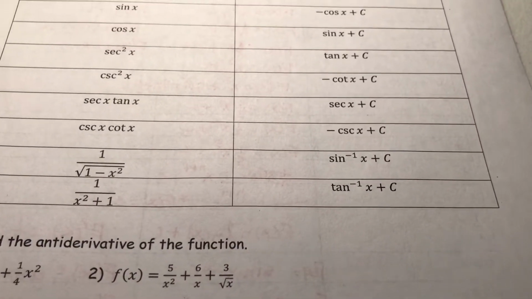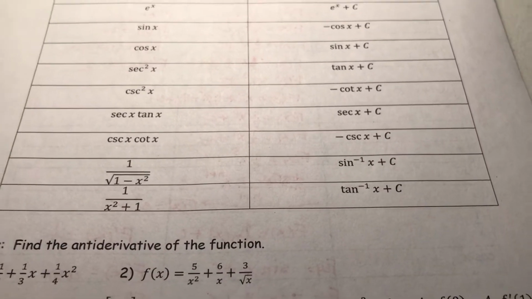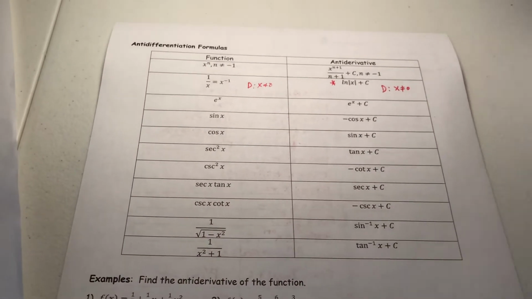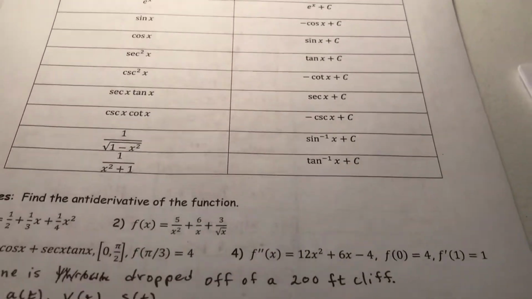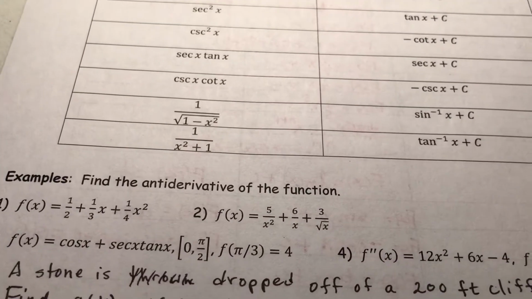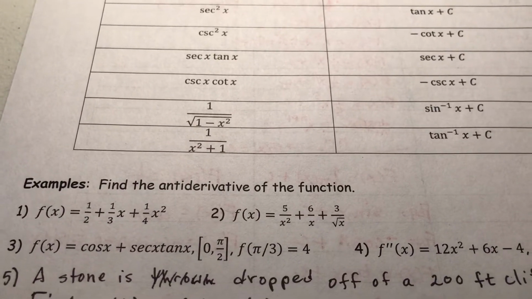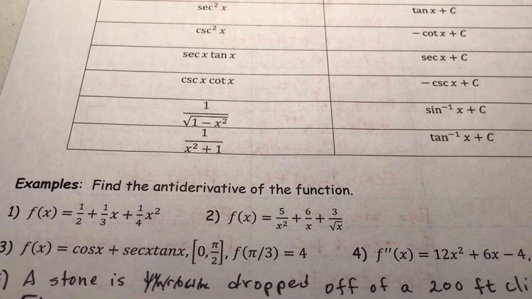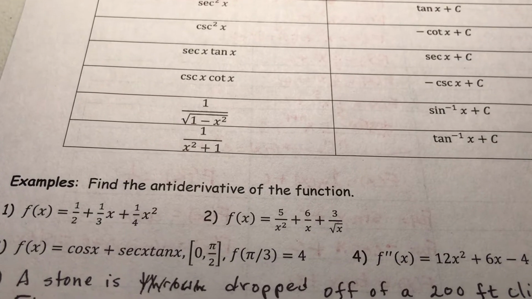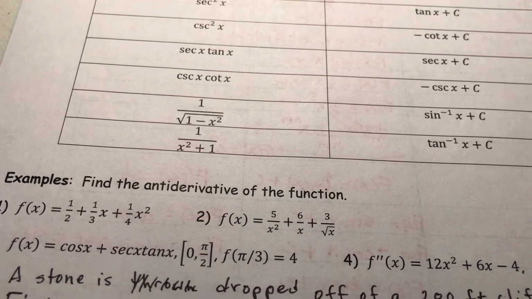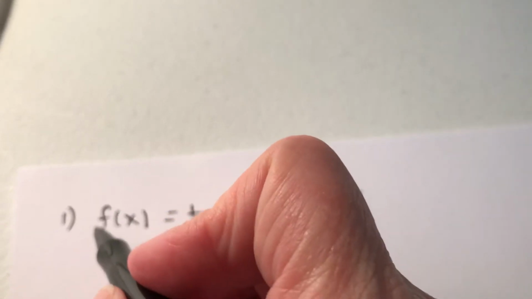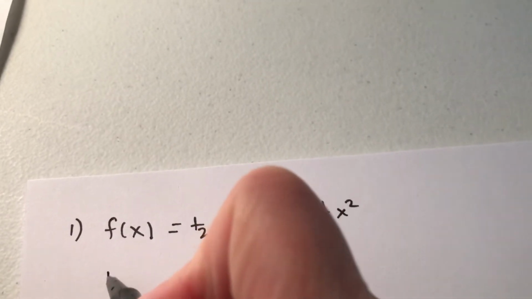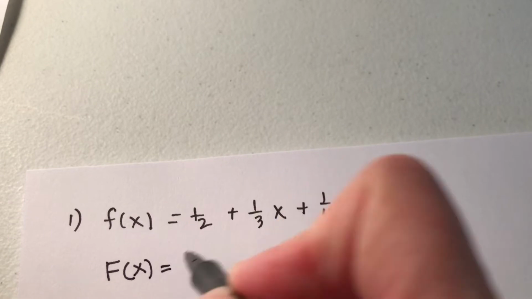All right, let's do a problem. Looking at the very first problem here, number 1. f of x equals 1/2 plus 1/3 x plus 1/4 x squared. All right, there's my function, and I am finding the antiderivative. In this section, they're writing a small f as the function and capital F as the antiderivative.